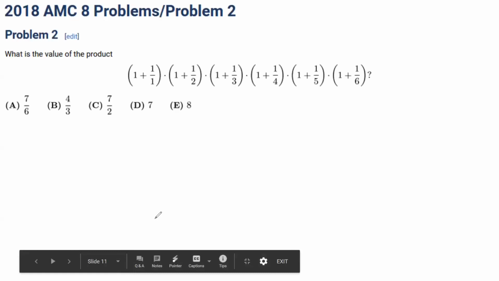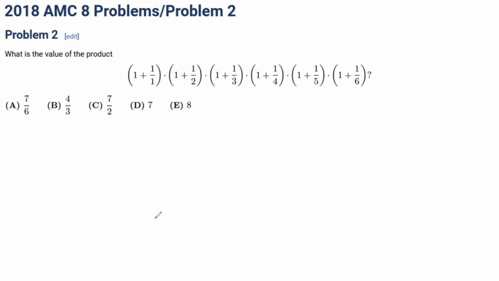Okay, so this is relatively simple. From the 2018 AMC 8 problem 2. What is the value of the product 1 plus 1 over 1 times 1 plus 1 over 2 times 1 plus 1 over 3 times 1 plus 1 over 4 times 1 plus 1 over 5 times 1 plus 1 over 6?